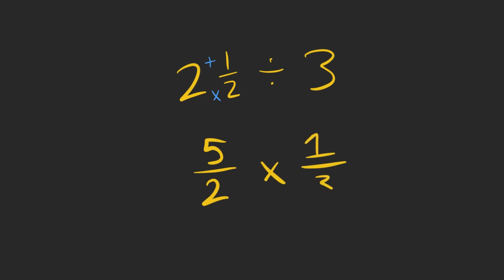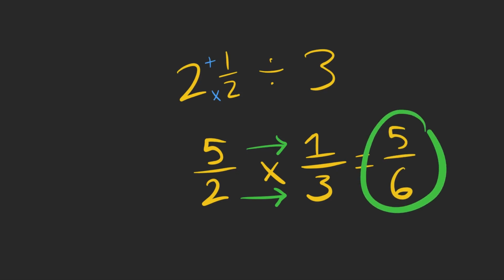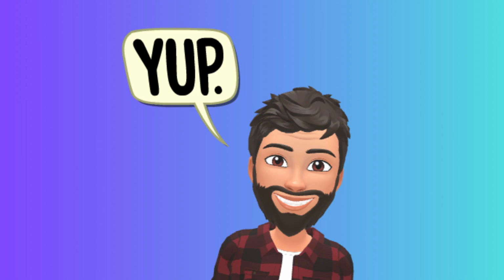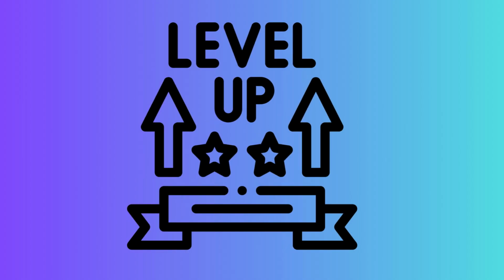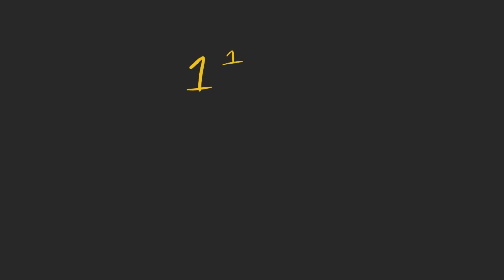See, we flip the 3/1 to 1/3. Now multiply straight across. 5 times 1 is 5. 2 times 3 is 6. So we get 5/6. And that's your answer. All right, now let's level up. Example number 2. 1 1/2 divided by 2 1/4.